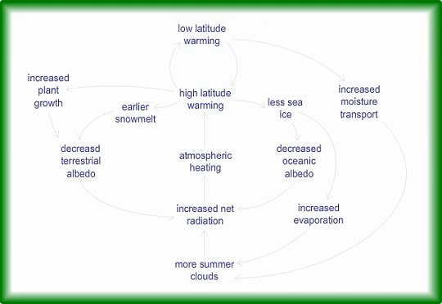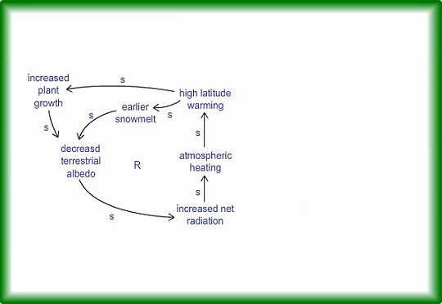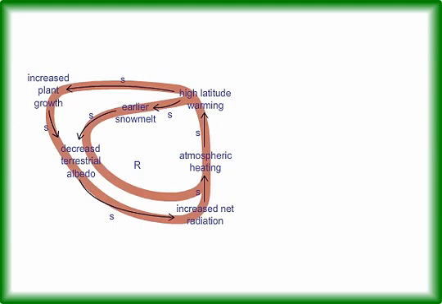I've now added signs to all the arrows to indicate the causal relationships involved. All the signs in the terrestrial subsystem loop are S signs. This identifies it as a positive feedback loop.